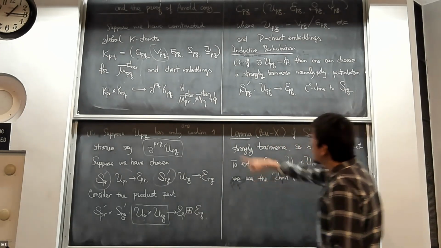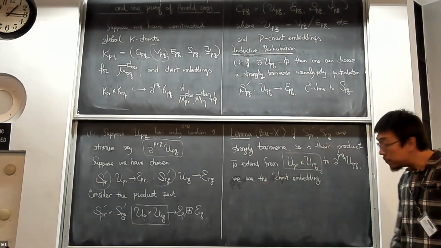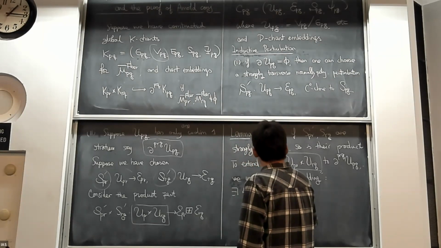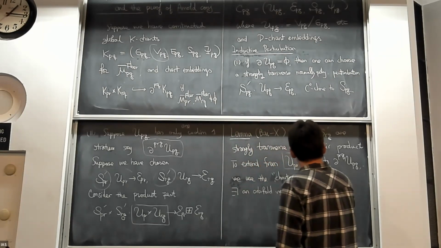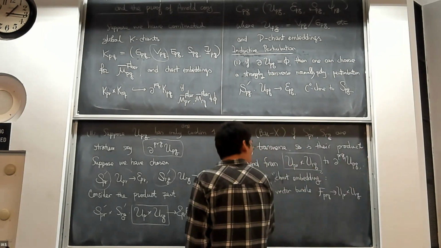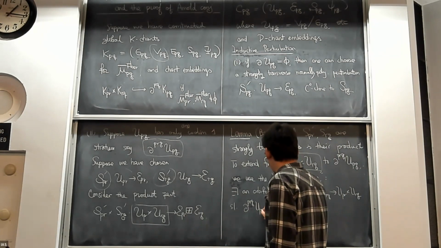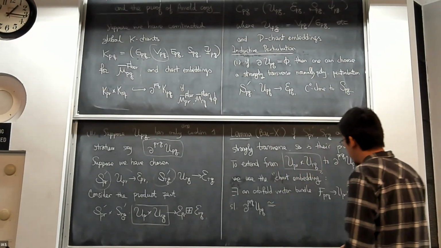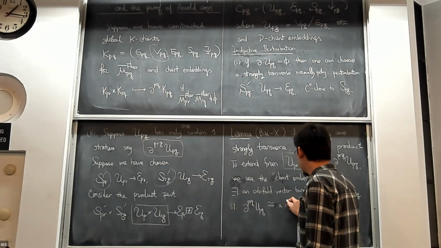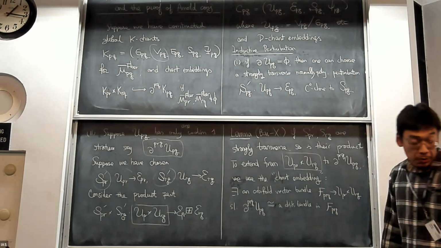So actually the chart embedding means in particular that on this product space there is an orbifold vector bundle F_PRQ to the product, such that the boundary U_PQ is isomorphic, say as a stratified orbifold with boundary corners, to a disk bundle in this total space, in this bundle F_PRQ.